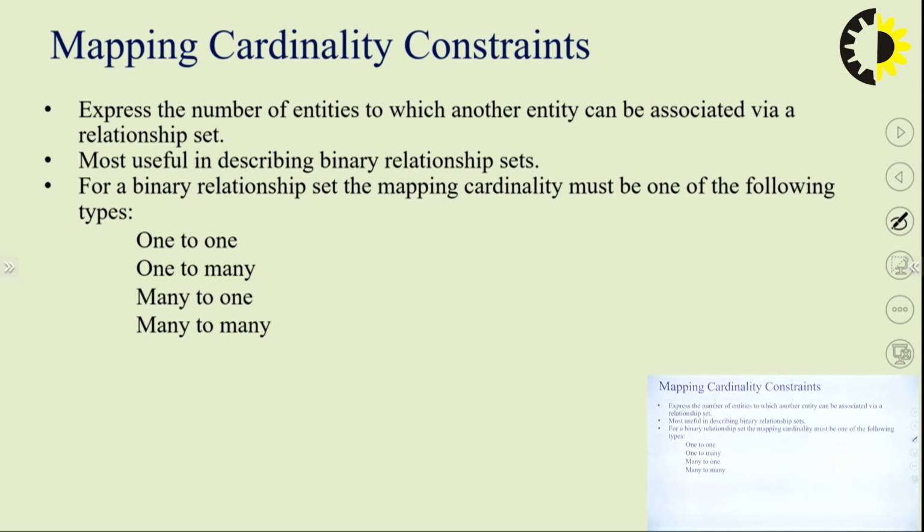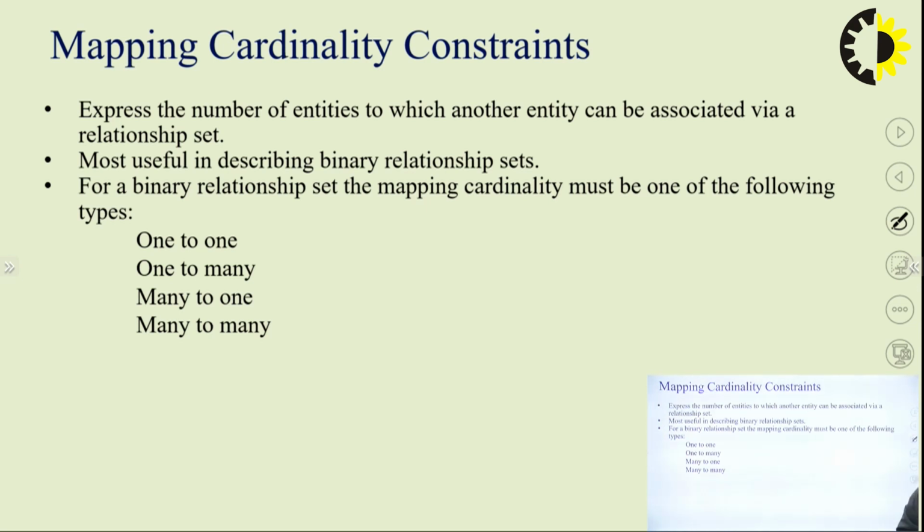Mapping cardinality constraints. Once we want to join or build a relationship between two entity sets, we follow some mapping cardinalities also. They express the number of entities to which another entity can be associated via a relationship set. So how many entities can be connected and associated with another entity can be described using the relationship set. It is most useful in describing binary relationship sets.